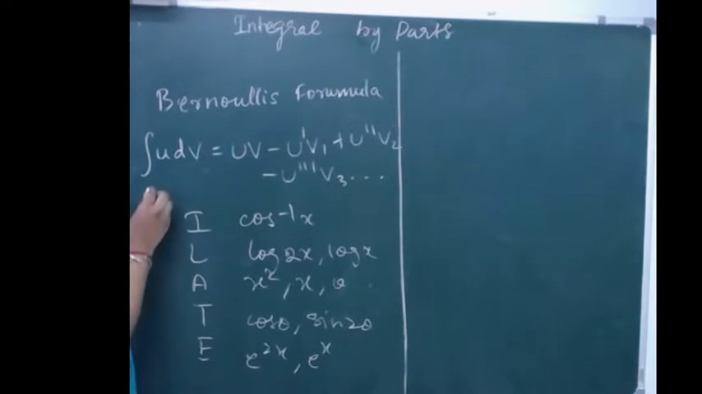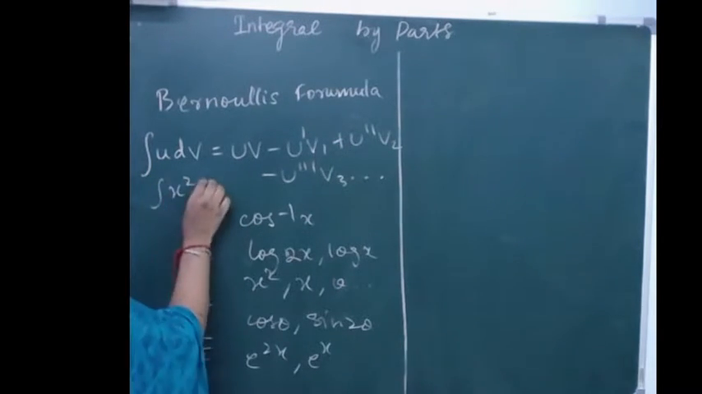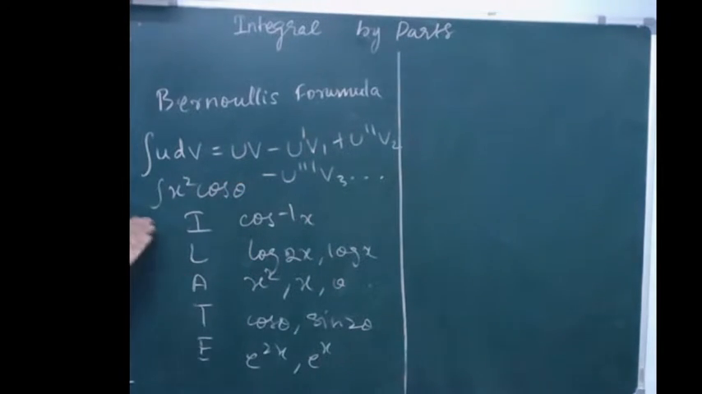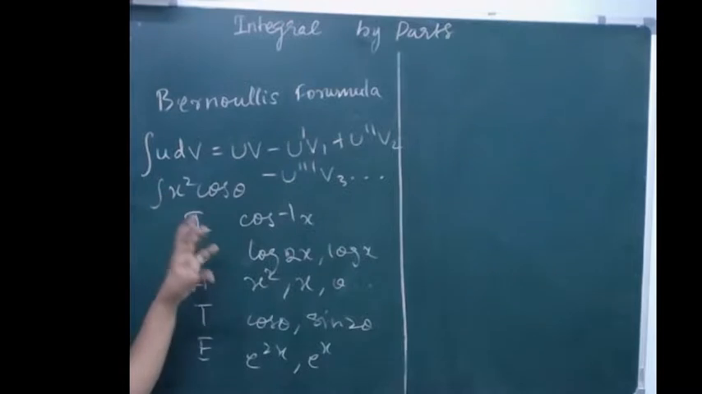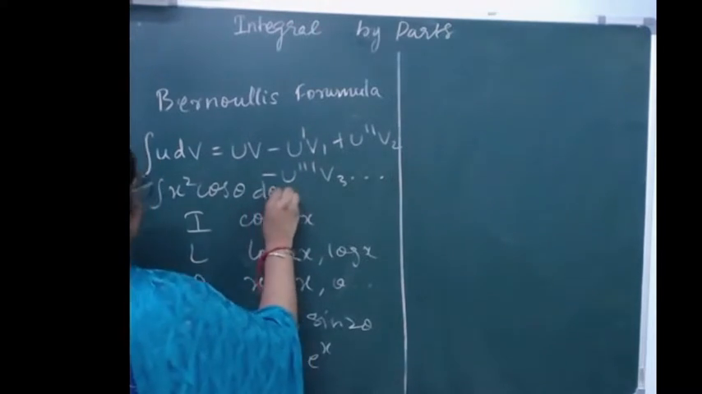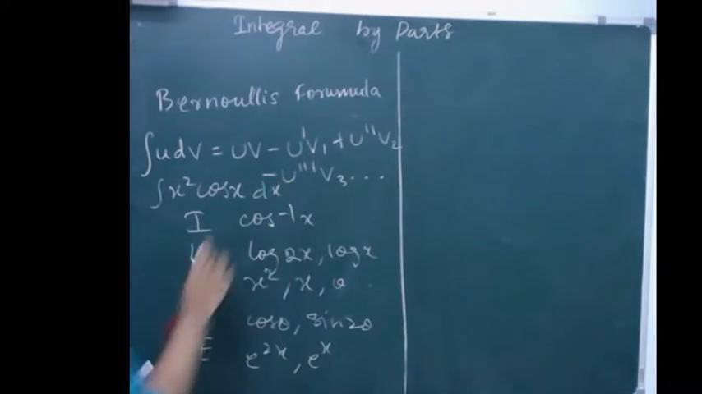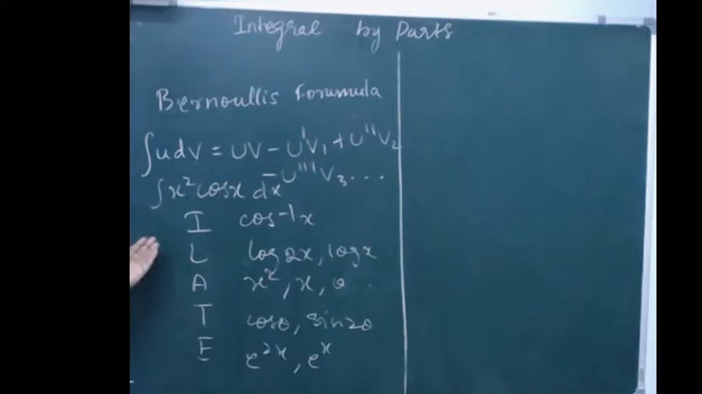If a question is given, that is x square cos theta, then we have to decide which is u and which is dv. From this order of priority, first we take algebraic and then trigonometric. So u should be x square and dv should be cos theta d theta, cos x dx. In this way we decide what is u and what is dv.